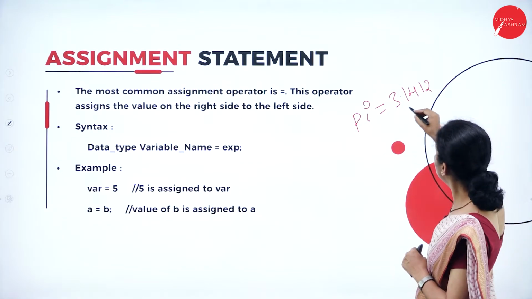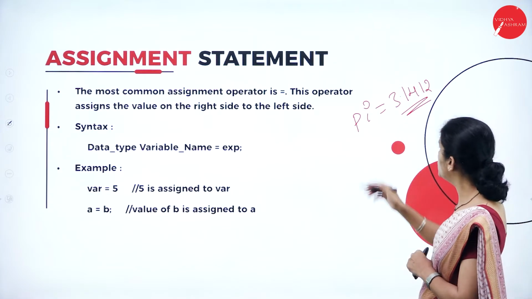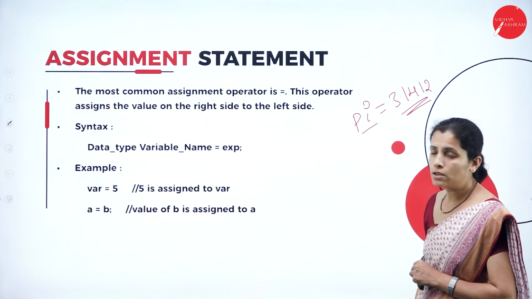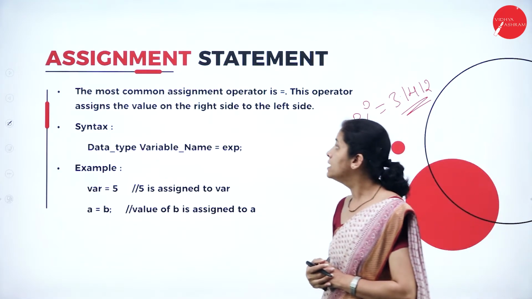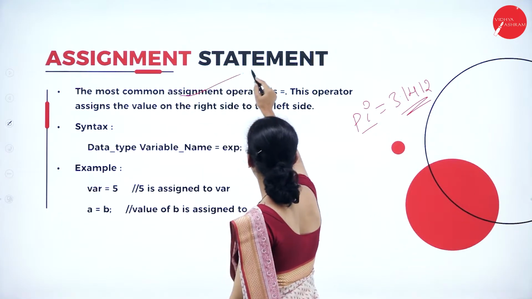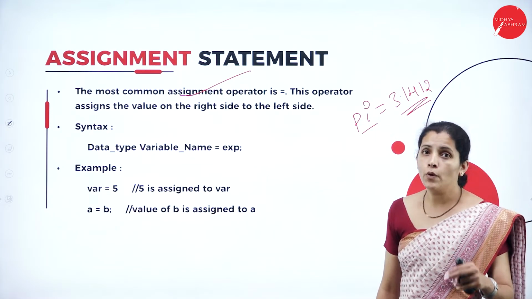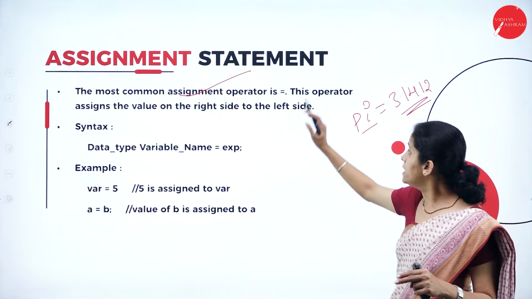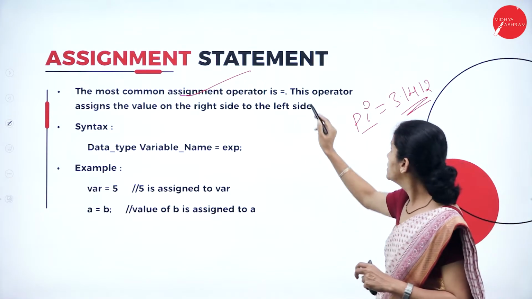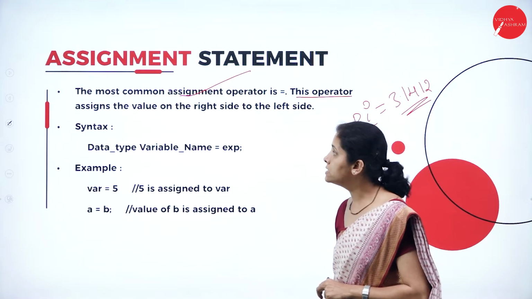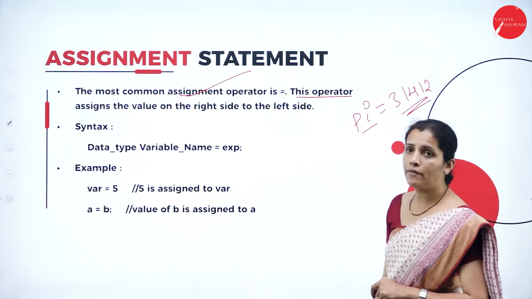So what I'm going to do? I'm going to assign 3.1412 to this pi. So what is pi here? Pi is nothing but a variable. The most common assignment operator is equal. That means whenever I encounter the equal sign, I'm going to assign something. This operator assigns the value on the right side to the left side.